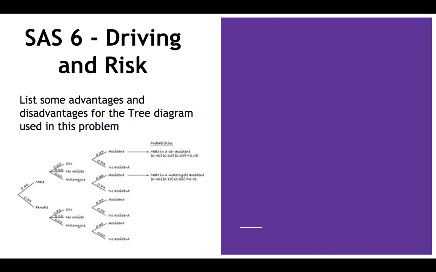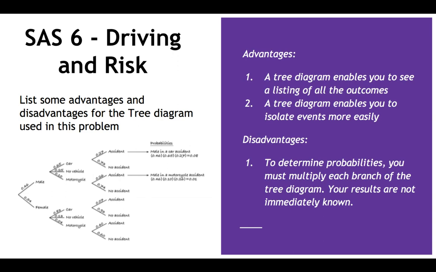Tree diagram, here are some advantages and disadvantages. An advantage: a tree diagram enables you to see a listing of all the outcomes. All of them. If you look down this column, it shows you all the outcomes. Accident, with a car, and male. No accident, car, male, and so on.